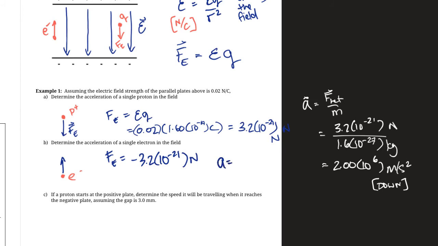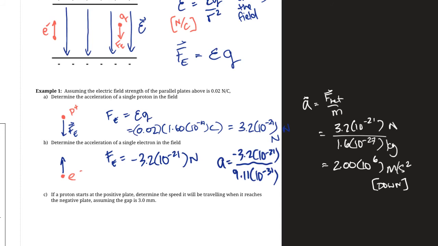Let's put the force first. So negative 3.2 times 10 to the negative 21 over the mass of an electron, which is 9.11 times 10 to the negative 31. So it's many orders of magnitude smaller than the mass of a proton. And we can calculate that. Negative 3.2 times 10 to the negative 21 divided by 9.11 times 10 to the negative 31 is, that's a big number.